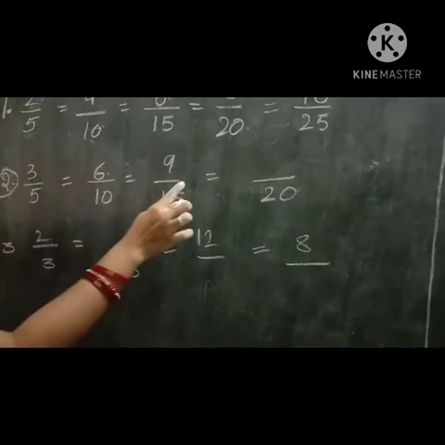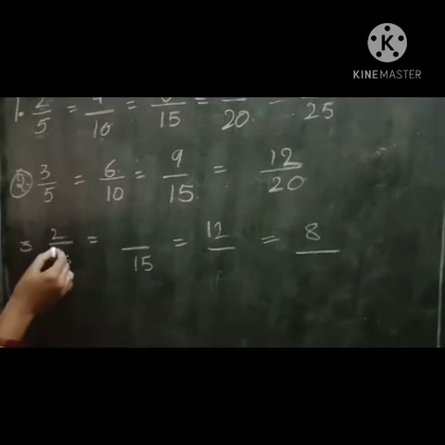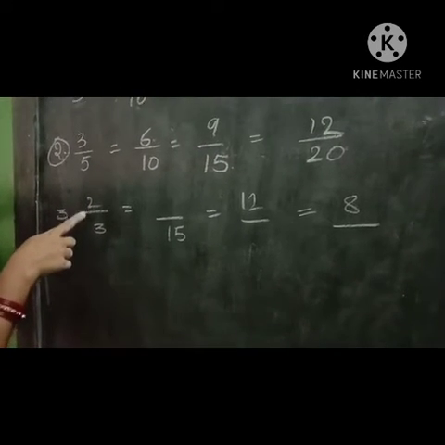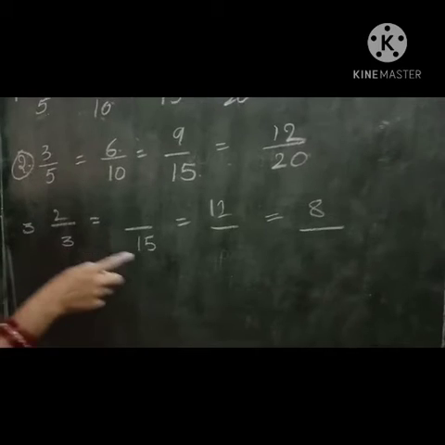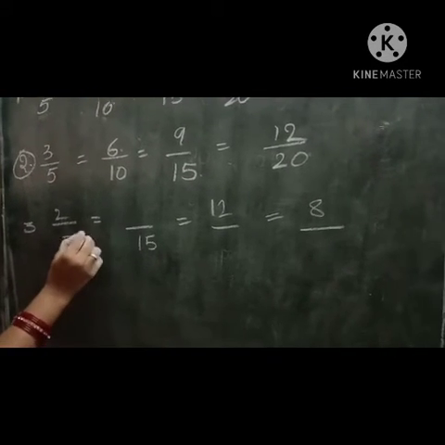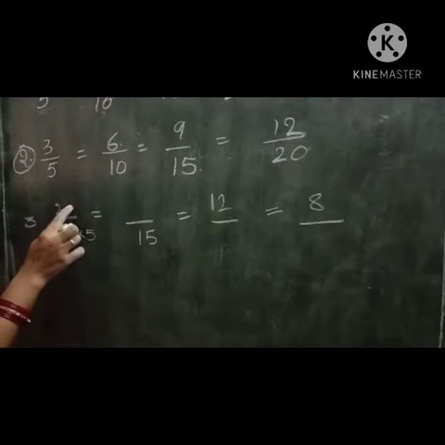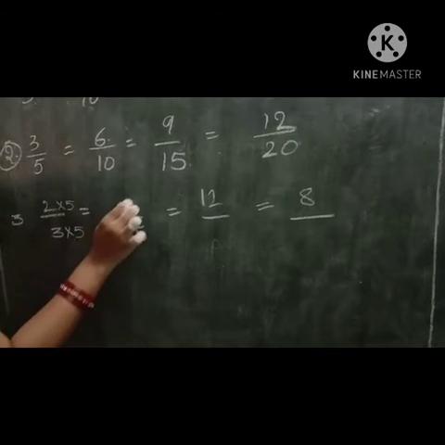Next, 3 4s are 12, 5 4s are 20. Next, see here, how many times? Here 1, here 1, 2 1s are 2, 3 1s are 3. Here 15 is there, no? 15 means how many times? 3 5s are 15. Here also we have to multiply with 5 only. 2 into 5. 5 2s are 10.